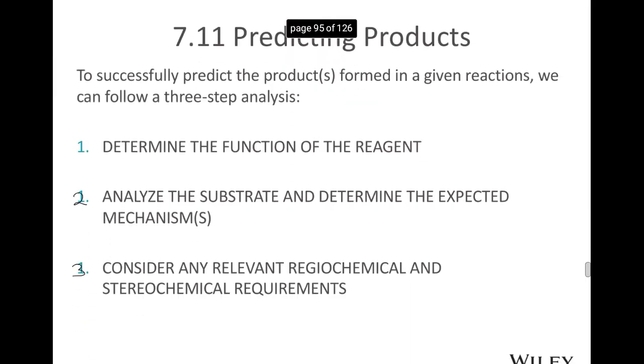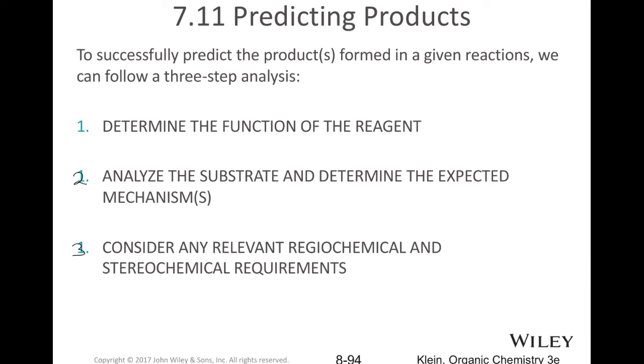So predicting the products, how do we do it? We take a three-pronged approach, if you will. The first thing is we're going to determine the function of the reagent. Is it a strong base, a strong nucleophile, weak base, weak nucleophile, etc.? Then we're going to analyze the substrate. Is it a primary, secondary, or a tertiary substrate? And then we're going to consider any relevant regiochemical and stereochemical requirements. Do I only get the Z isomer, the E isomer? Do I make the trans isomer, the cis isomer? Is this regioselective, stereoselective, stereospecific? That's going to be the third part that we're going to have to deal with.